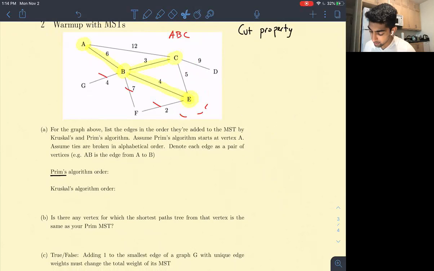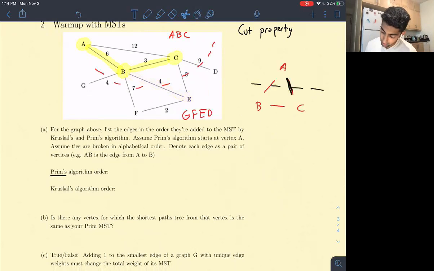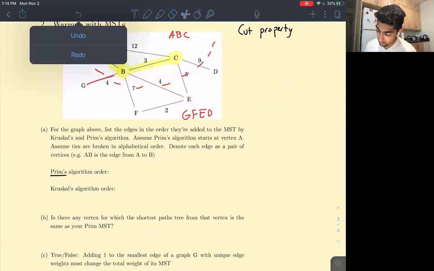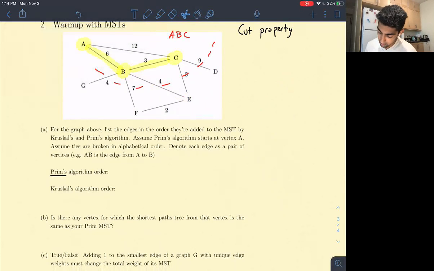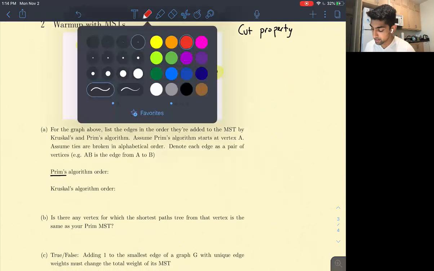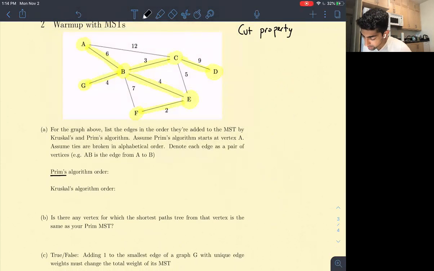Okay, let's go back. I want to get back the yellow edges. Give me a sec. Okay, perfect. So the yellow edges are, actually we can go in the order that we added them. So it says list edges in the order that are added to the MST. So if we recall, we added AB, then we added BC, then we added BE, then we added EF, then we added BG, and then we added CD.